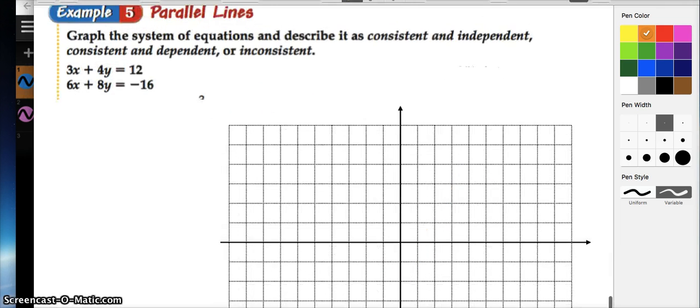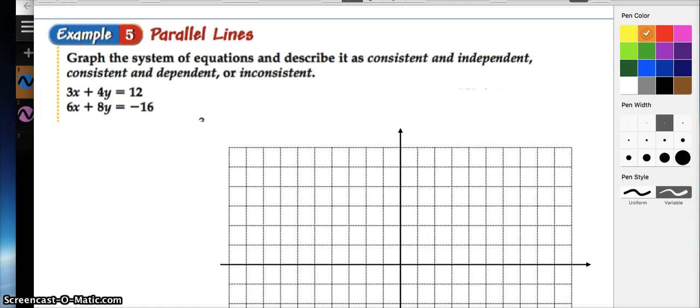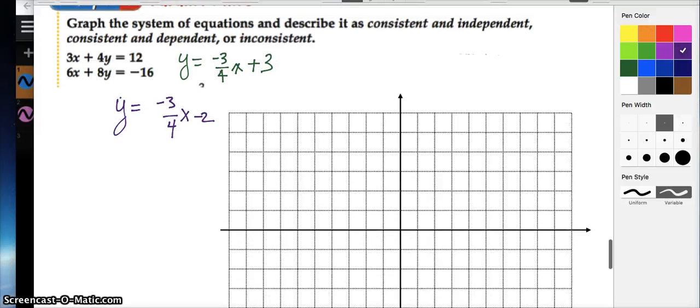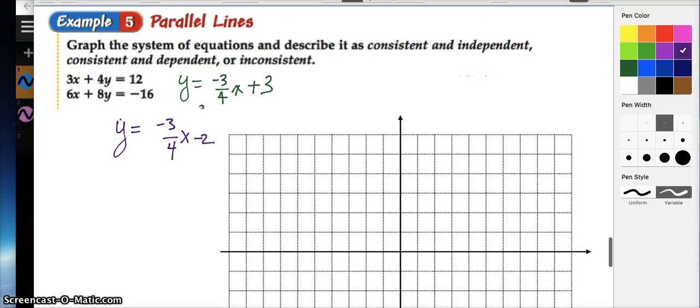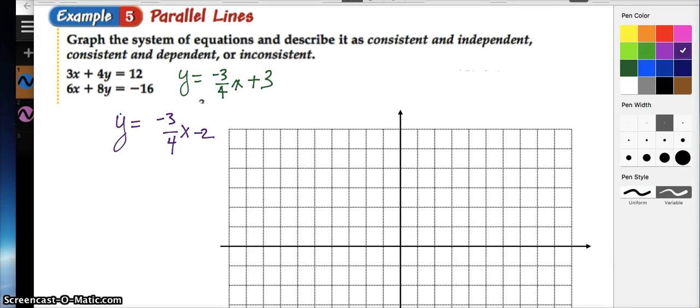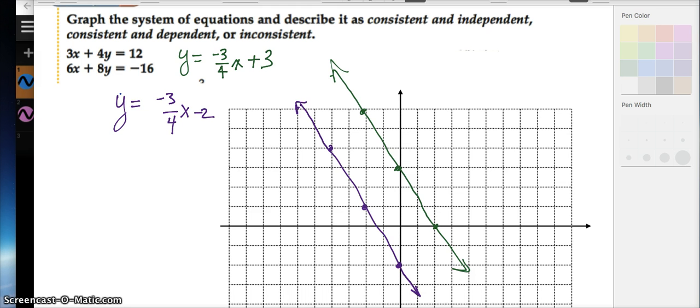Here in this final example, we're going to talk about parallel lines, and we know that parallel lines don't intersect. Therefore, we're not going to have a situation where they intersect, right? So let's go ahead and make each equation ready for graphing. It should be pretty obvious that these graphs are going to be parallel given the fact that they have the same slope. And when we graph, we indeed see these two parallel lines that don't intersect, and therefore we have an inconsistent system.